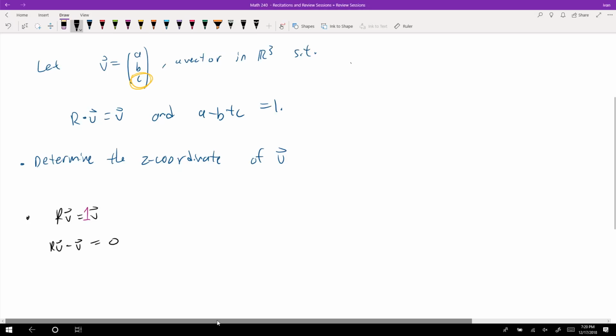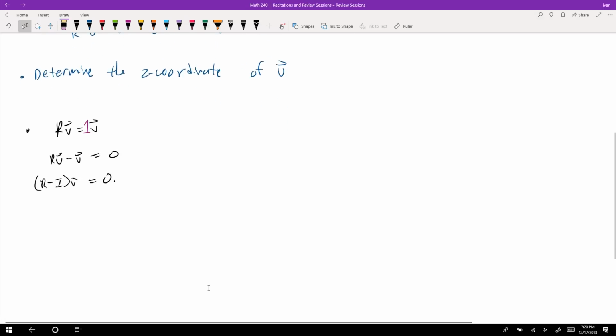Then you get R minus I times V is equal to 0. So I have this eigenvalue of 1 for this matrix R. Now I can look at this matrix R minus I and find an eigenvector for it, because that's what V is. V is the eigenvector for R minus I. So R minus I is equal to the matrix with rows -2/3, -2/3, -2/3; -2/3, -1/3, -1/3; -2/3, -1/3, -1/3.